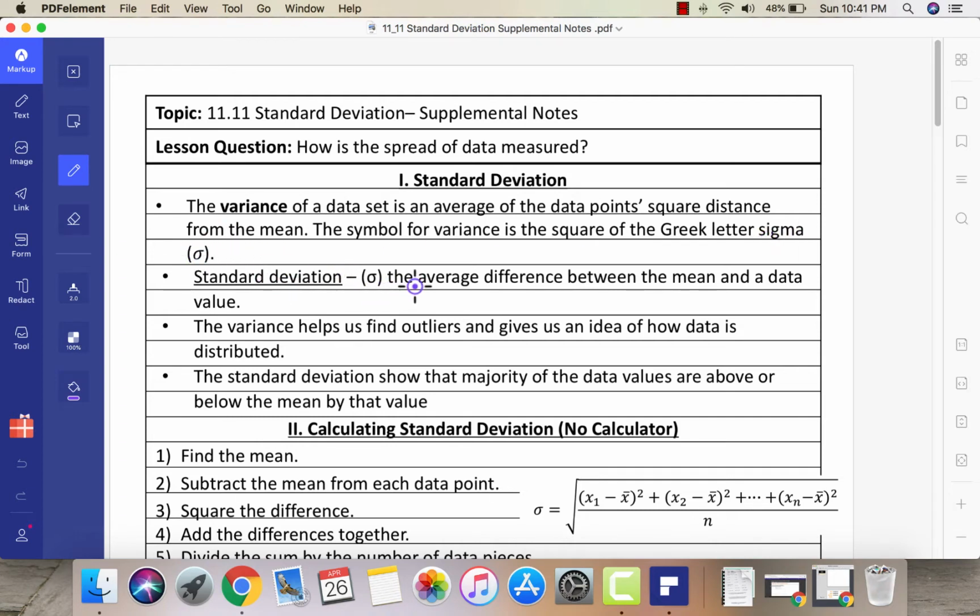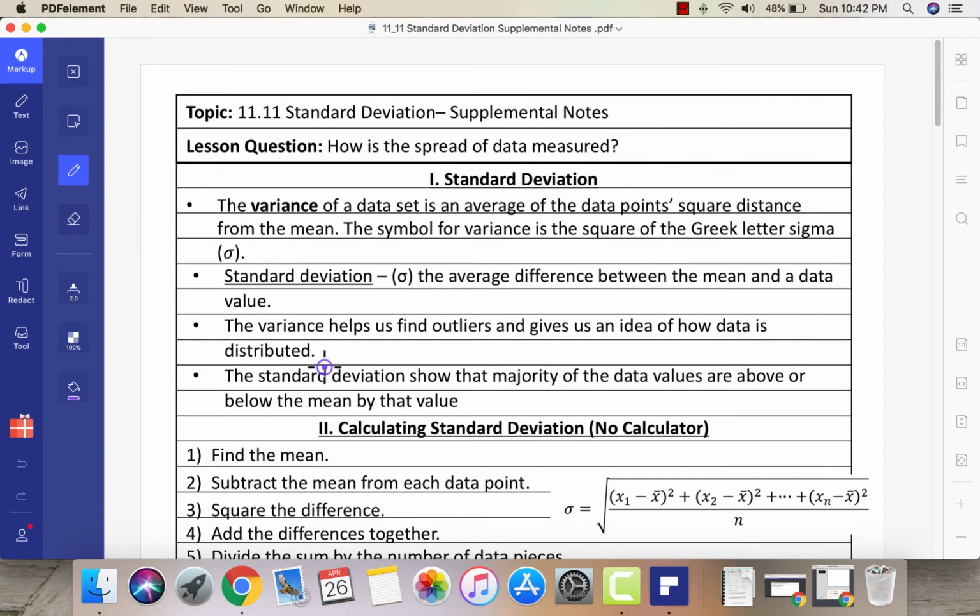So standard deviation is the average distance between the mean and the data value. The variance helps us find outliers and gives us an idea of how the data is distributed. The standard deviation shows how far the majority of the data values are above or below the mean of the data.